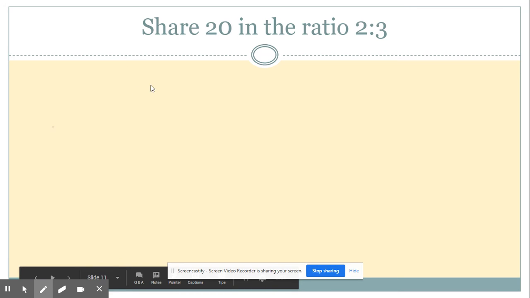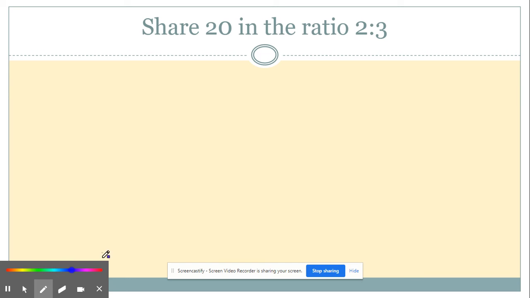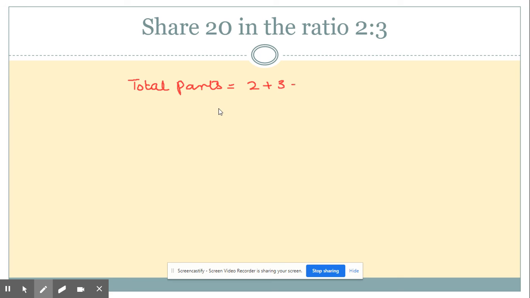So I have to divide 20 in the ratio 2:3. So what is the total? How many parts are there in total? Total parts is equal to 2 plus 3, which is equal to 5. So that means I have to divide 20 into 5 parts. 20 divided by 5 is equal to 4. So one part is equal to 4.